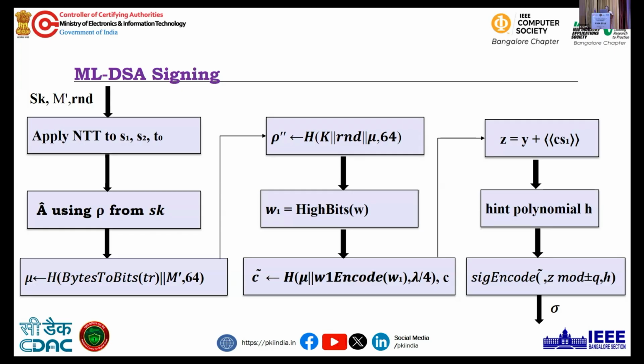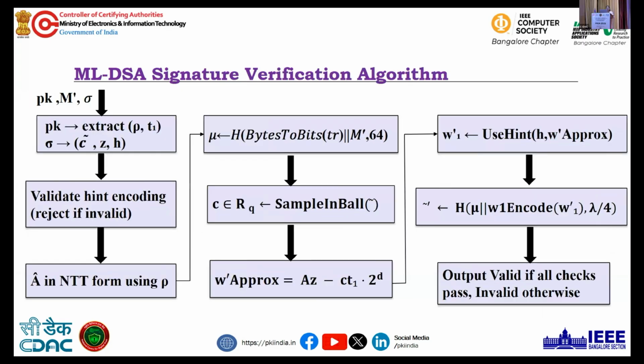Again new z and y values are used, and a valid signature is generated. This loop repeats till the valid signature is generated. If the valid signature is generated, then encoding of the message, z mod plus or minus q, and h is done, and the signature is given.